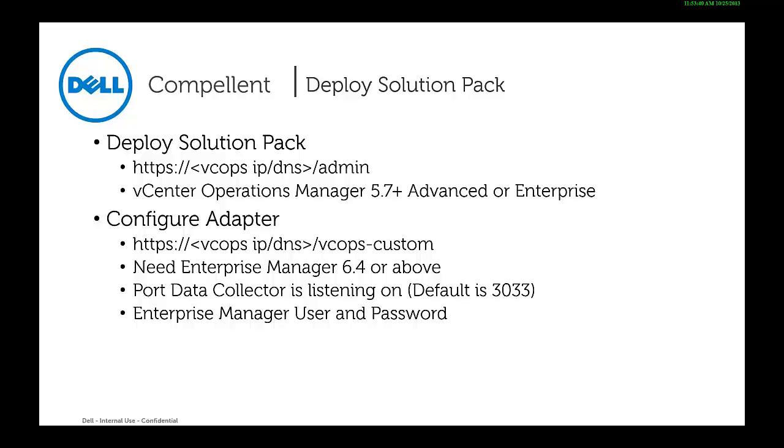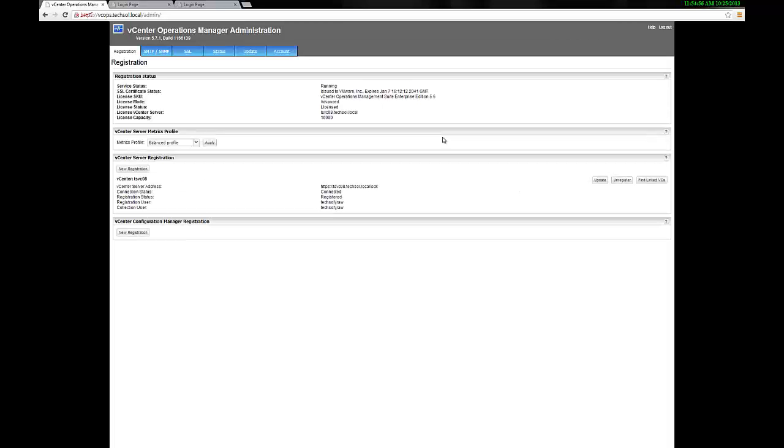We will now switch over to the vCops admin interface. This can be accessed with /admin on the vCops DNS name or IP address that you're going to. You log into the admin interface with your user credentials, or admin user, which brings you into the registration. So this is where you initially set up vCenter Operations Manager.